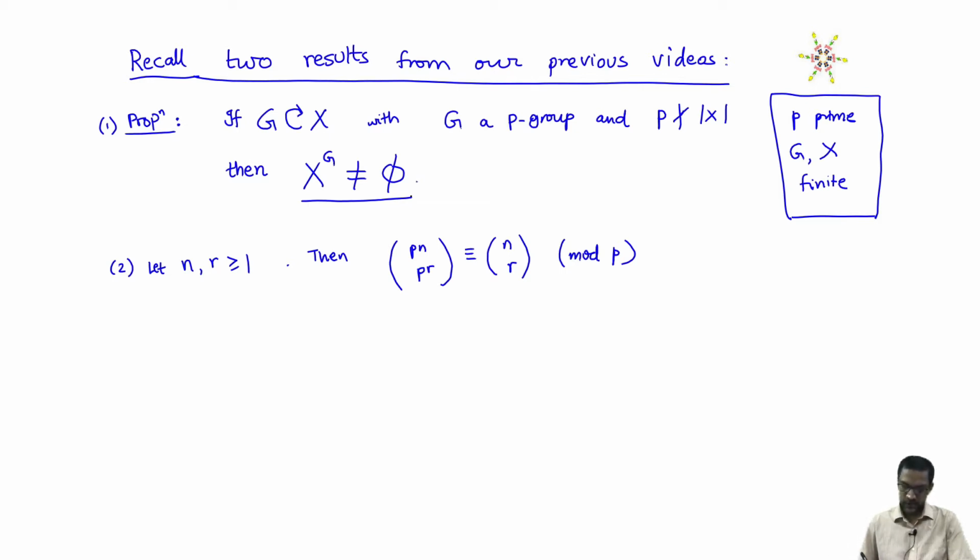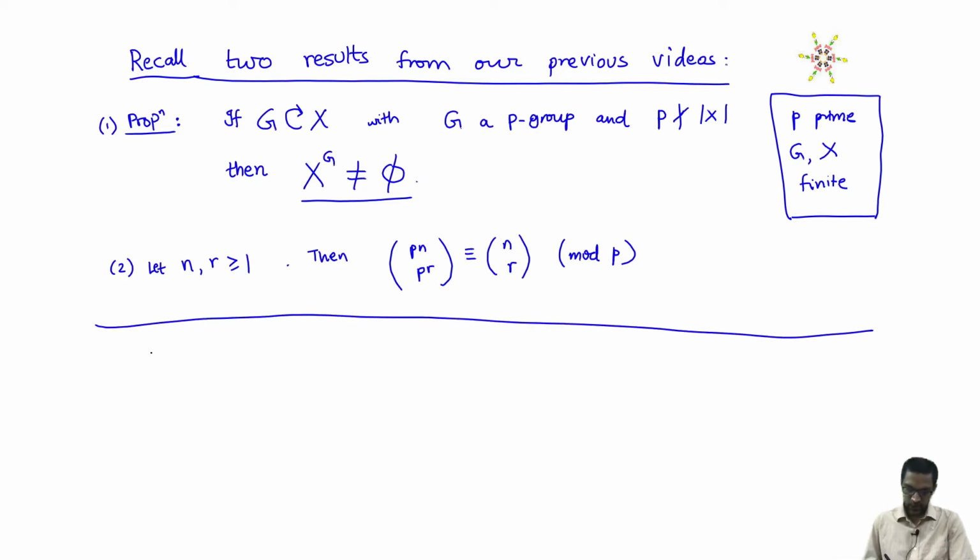The second one was one of our applications of this basic fixed point principle, which said that if I take any two natural numbers n and r, then the binomial coefficient Pn choose Pr is congruent to the binomial coefficient n choose r modulo P. Okay. So these were two of the results, and I'm recalling them specifically because I'm going to use both of them together. So let's begin.